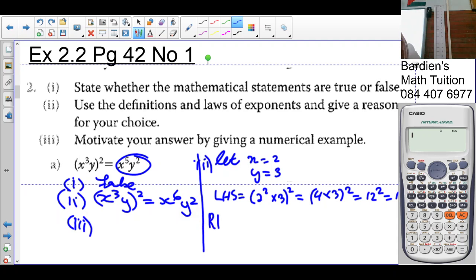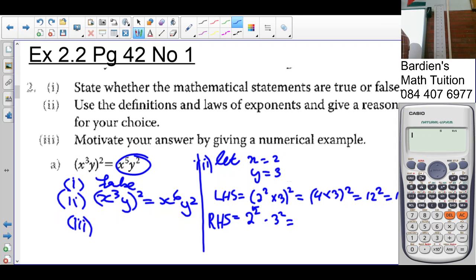The right-hand side is going to be x^5 y^2. X is 2, so it's 2 to the 5, sorry, times 3 to the 2. And what is 2 to the 5? 2 times 2 times 2 times 2 times 2 is 32. 3 squared is 9. What's 32 times 9? It's going to be 18, carry 1, 27, 28. So it's 288.